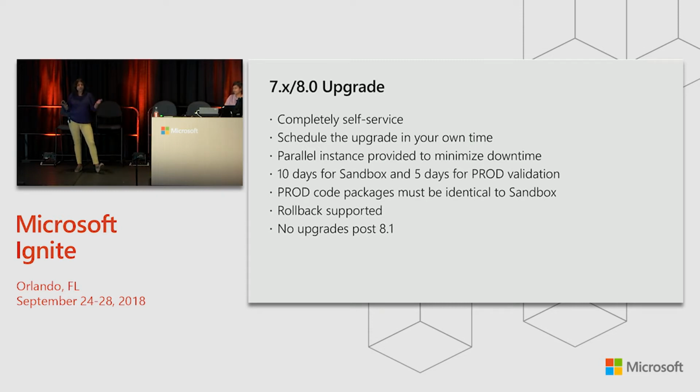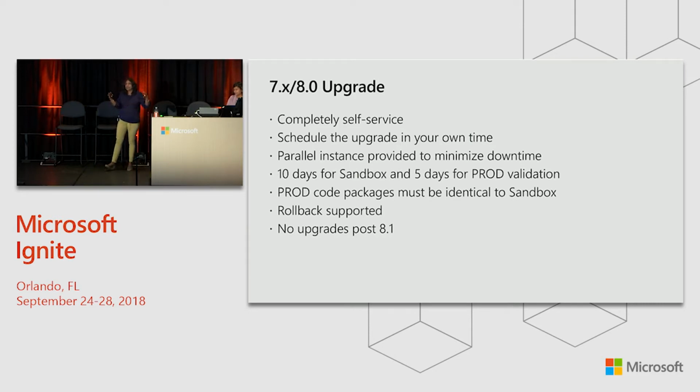In general, the process remains the same. The way we do upgrade today is we bring up a parallel instance that's identical to your current production system, or your sandbox. We do the same process in sandbox and in production. So we bring up a parallel instance with up-to-date infrastructure, we apply your code packages, then we do a data upgrade, and then we point it to your database. Then you can validate, and if everything goes well, we do a swap. And that's your new system.